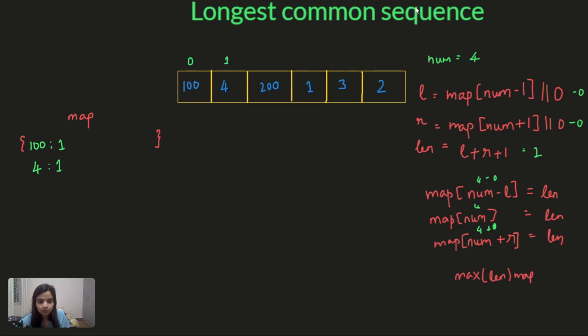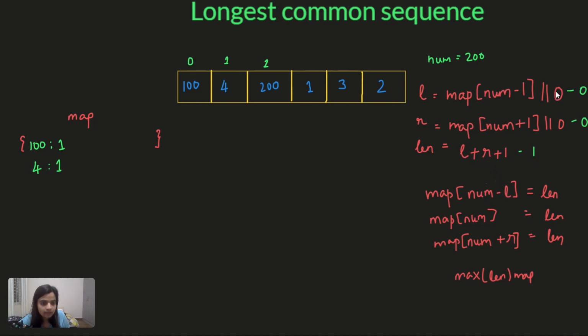Alright. Let's move to the next iteration now. So our next value is 200. Second index. Okay. So 200. Left value is map of previous number. What's our previous number? 200 minus 1. So does map of 199 exist? No. So 0 is taken. Then map of 201, which is num plus 1. Does it exist? No. So we take 0 again. And again len is equal to left plus right plus 1. Left is 0, right is 0 plus 1 will give you 1.